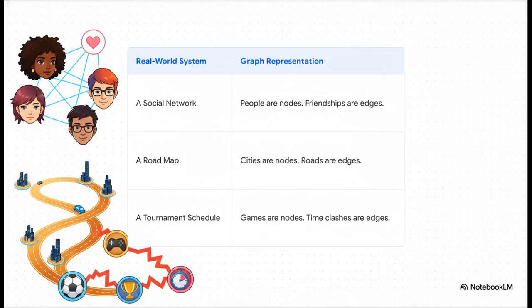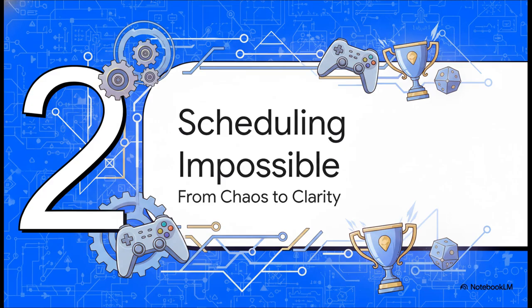And this abstract idea maps directly onto the real world. Think about your favorite social network. It's just a giant graph, right? People are the nodes, and the friendships are the edges connecting everybody. A roadmap? Same thing. Cities are the nodes, roads are the edges. And, you guessed it, our messy tournament schedule, we can turn that into a graph too. So how does this actually help us? Let's take this new language of connections and apply it directly to our gaming tournament puzzle.